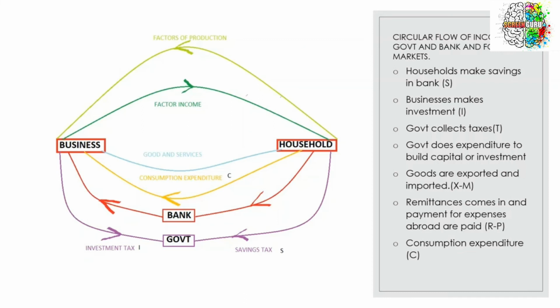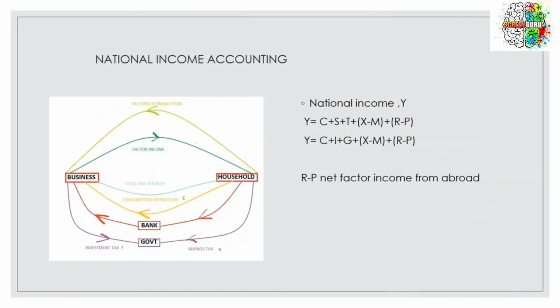Okay. Let us now learn how we can calculate the national income through the expenditure method by using the circular flow of income diagram. Look at the circular flow of income diagram. We are calculating using the expenditure method. So like I said, for the goods and services that the business provides to the household, the consumer will be paying money. That is called the consumption expenditure, denoted by the letter C.